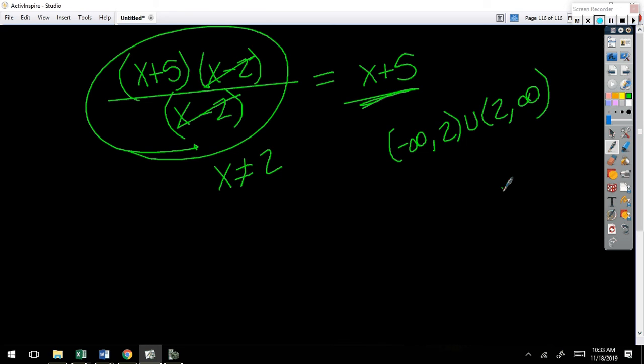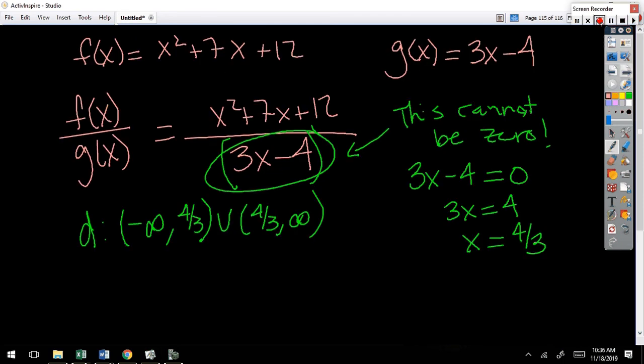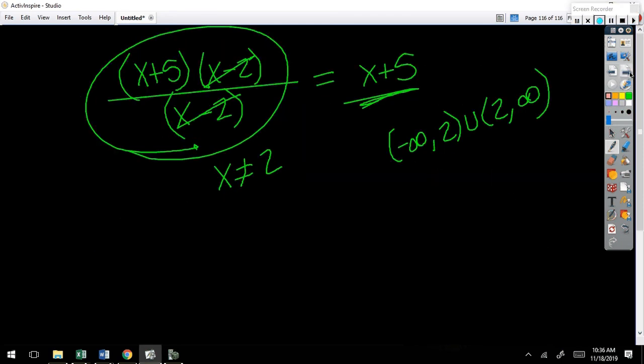No, you're finding the function and any domain restrictions it may have. Uh-huh. It's a good question.